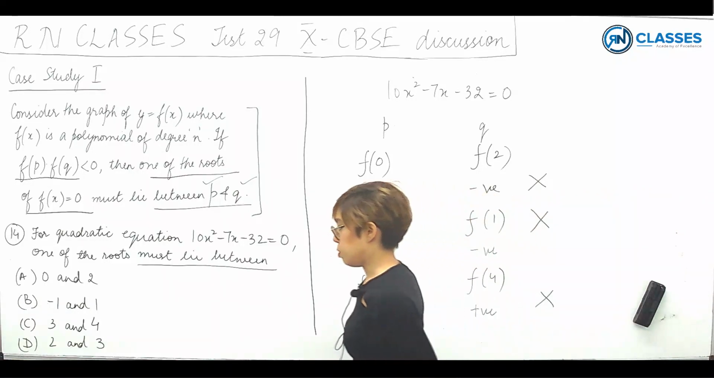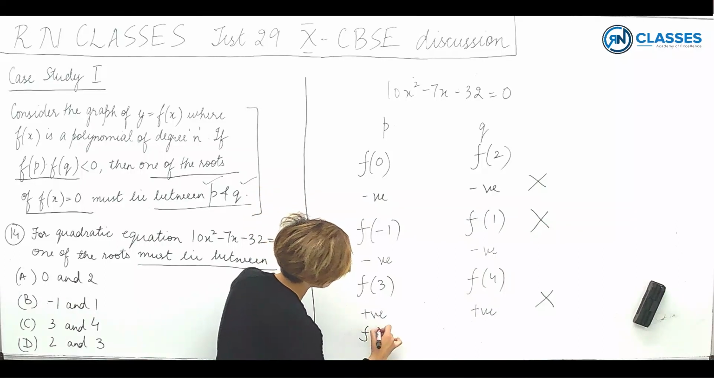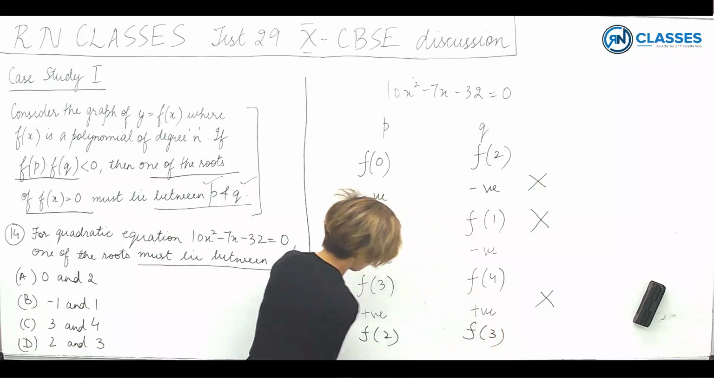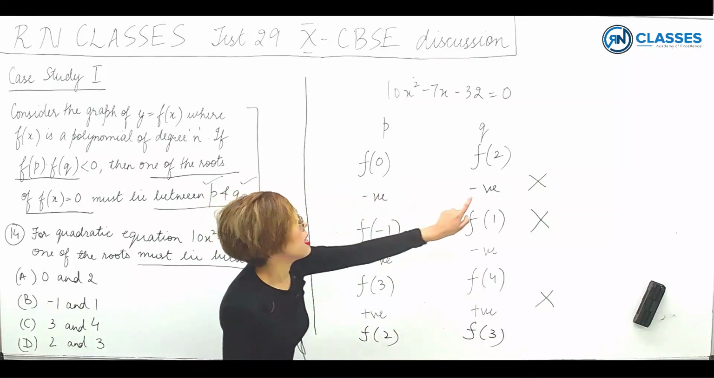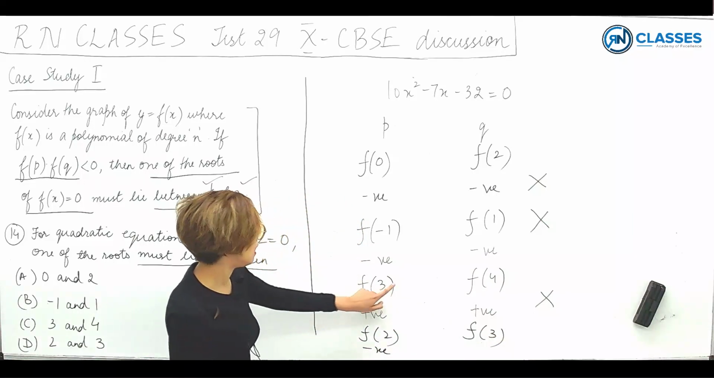Let's check the last option. 2 and 3. So let's take P as 2. So f of 2 check करना. And Q as 3. So f of 3. Now I know that f of 2 is what? अभी निकाला था मैंने. Negative. Right? So ये negative है. F of 3. अभी निकाला था. That is positive.